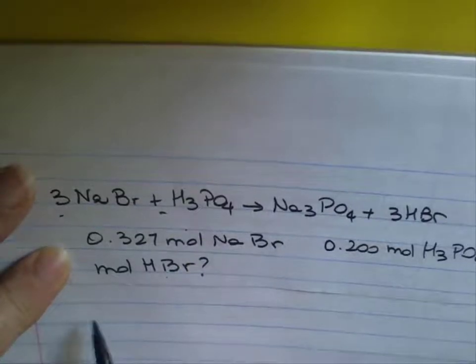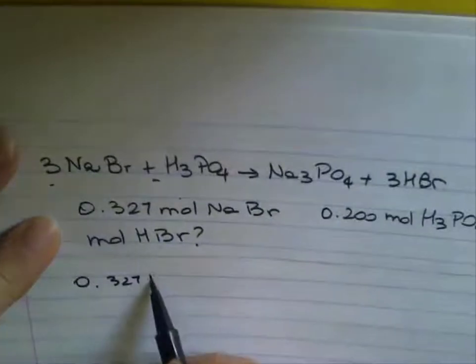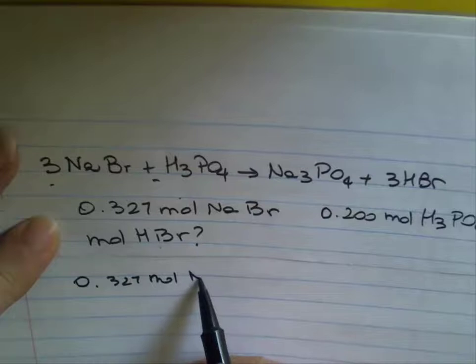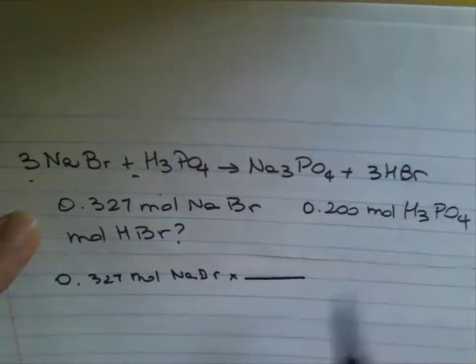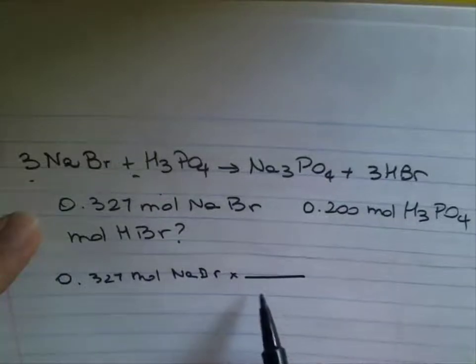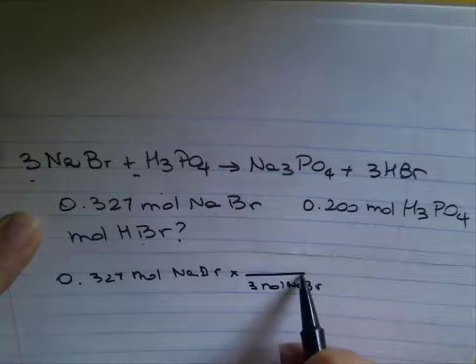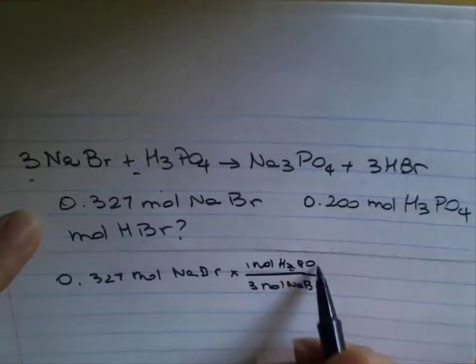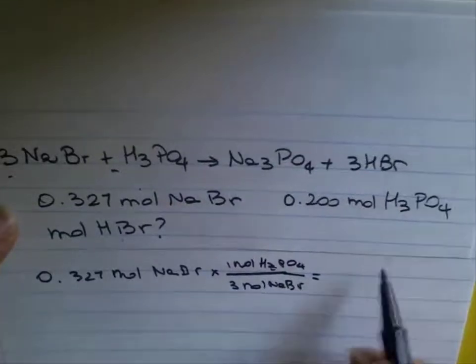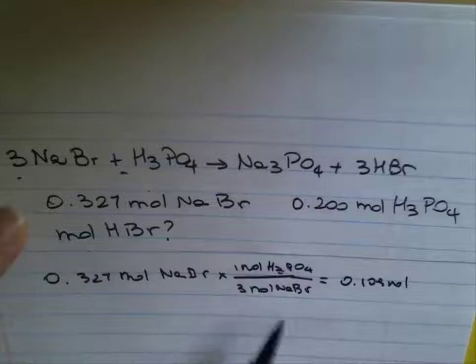So we can write our 0.327 mole of NaBr, and then we convert this into moles of H3PO4 by using our conversion factor, which is 3 mole of NaBr per 1 mole of H3PO4. And this will give us 0.109 mole of H3PO4 needed.